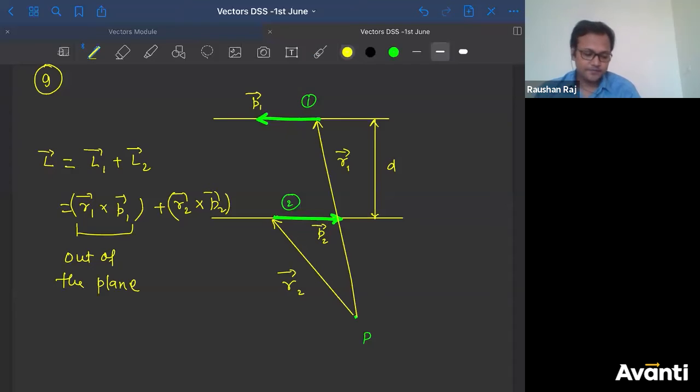Got it? Now tell me, what is the direction of R2 cross P2? Come on, guys. Yes, Pranav, correct. Perpendicular to the plane, out of the plane, but not into, out of the plane. Correct. Tell me, what will be the direction of R2 cross P2?